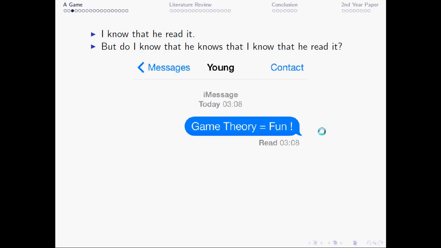So if it's like this, then I know that he read it, but do I know that he knows that I know that he read it? And the answer is no in this case, but the more important question is, is this piece of information really important? Or in a game, do we really need to know that my opponent knows that I know that they know the game? And the answer is yes.